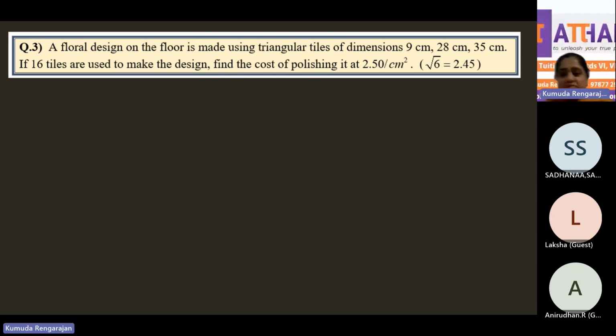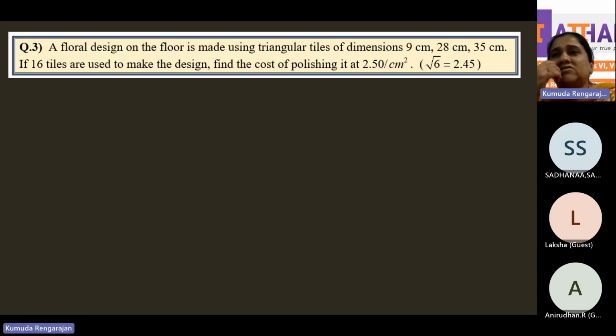Ma'am, is the answer 3528? Yeah, tell me the area of one triangular tile first. 88.2 centimeters square. What's that? How much? 88.2 centimeters square. Yes, very good. I think it's right because the others in the class are also getting the same answer. What about you, Bhavishya? 88.2.